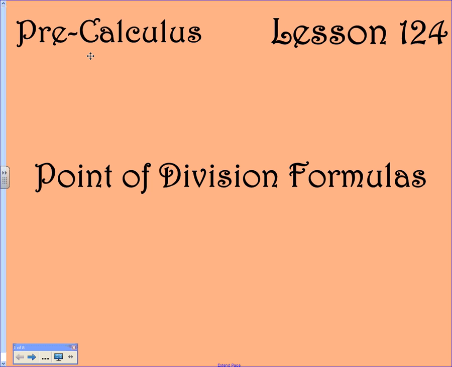We're looking at point of division formulas. This lesson is strange. I don't know why we're really doing this one. I mean, I don't know why it's in the book at this point. It's completely different from what we've done for the last like 15 lessons. I feel like it should have been a lot earlier in the book. It's just a strange placement for this lesson.